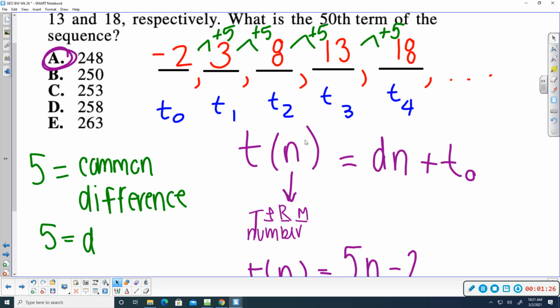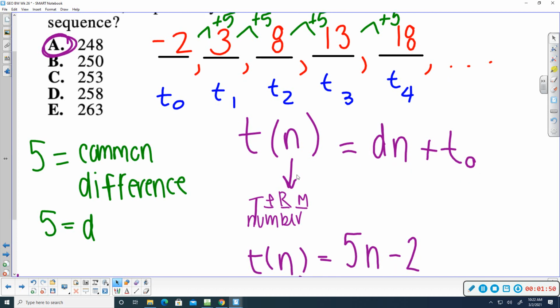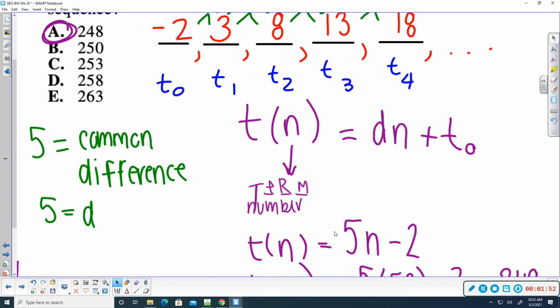Then to write our equation to find any term in a sequence, T of n just says any term in the sequence where n represents the term number. You take the common difference, which we represent with the variable d, and you multiply it by n, which again is the term number, and then you add the 0 term. So this is kind of like a linear equation. Your common difference would be your slope, and your 0 term is the y-intercept. So when we do that, we get that T of n equals 5n minus 2.